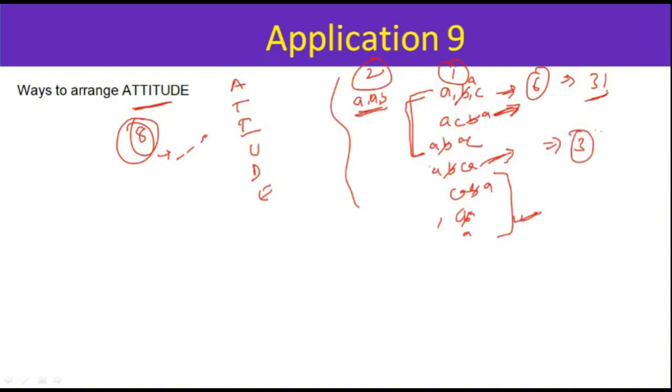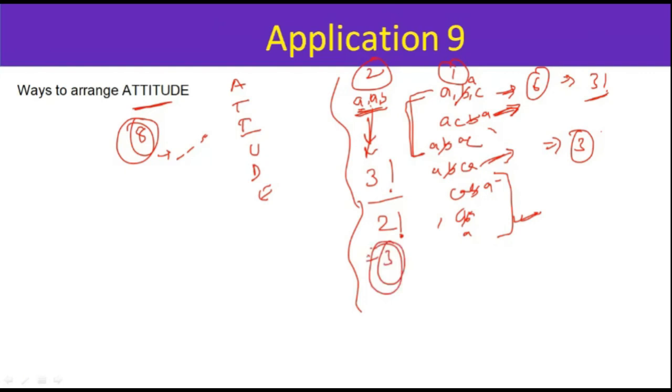Which means if there are 2 repetitions in a 3-letter word, the total number of possible arrangements is what? First of all, you assume all the letters to be distinct. You have 3 letters, you arrange them in 3 factorial ways. However, because there are 2 letters that are the same, you divide by 2 factorial, the same number of letters. Hence, if you solve this, the answer comes out to be 3.